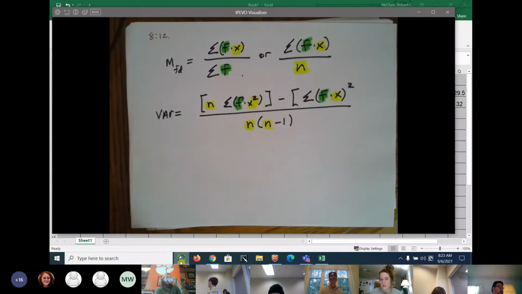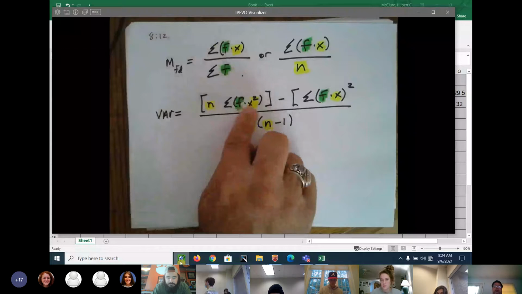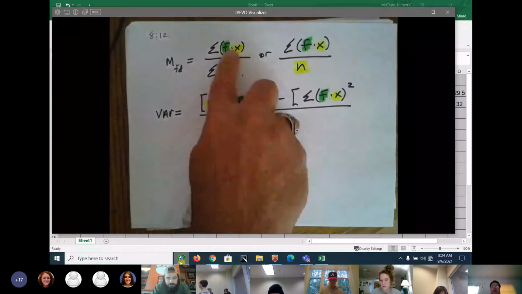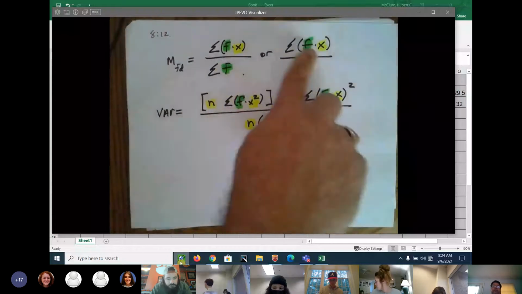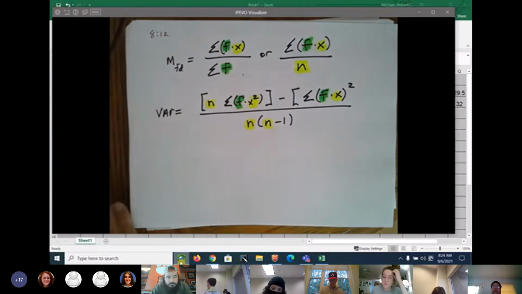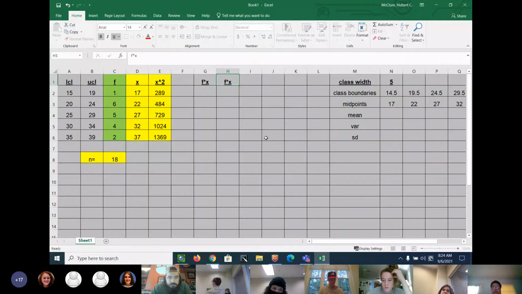Plug and chug. So we need a column called f times x, and we need a column called f times x squared. So we need two more columns. And we need f times x and f times x squared.